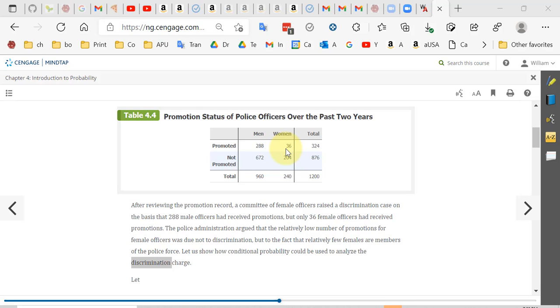So right there you might think, oh, maybe there's some kind of discrimination, but that's not quite good logic. And let's see why not.